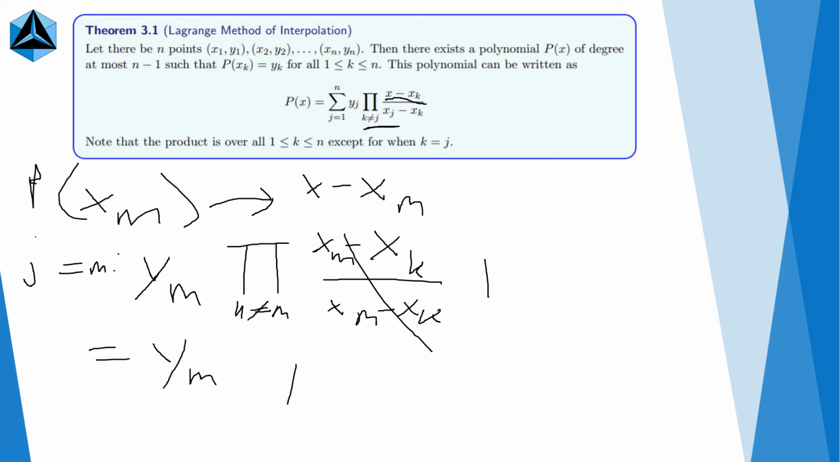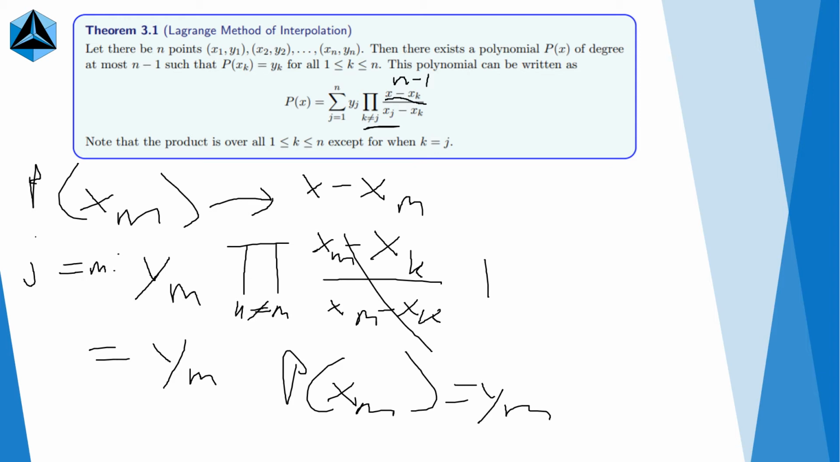And so we have that p of xm is equal to ym for all xm. That just means it interpolates all the points. That's what we want. And there are some other things we need to check. We need to make sure this is indeed of degree at most n minus 1. That's true, because in the numerator we only have n minus 1 of these terms being multiplied by each other, so the degree can be at most n minus 1.